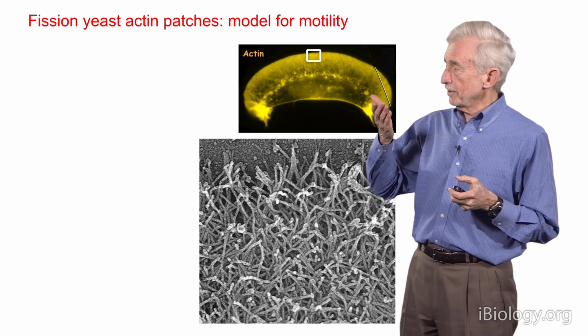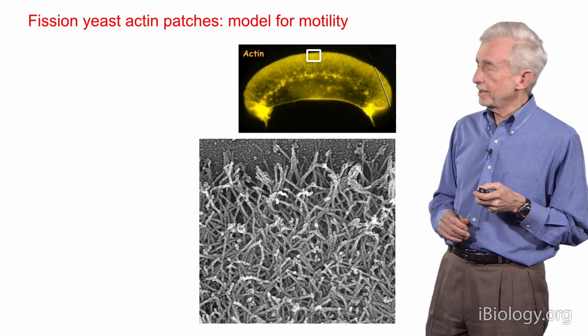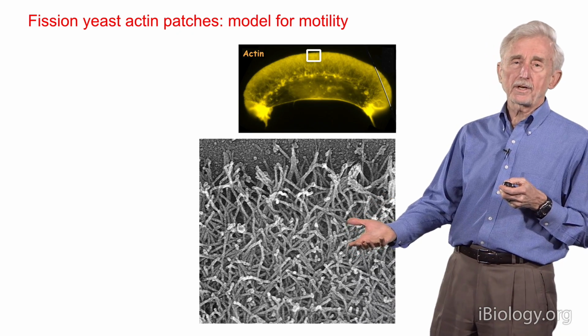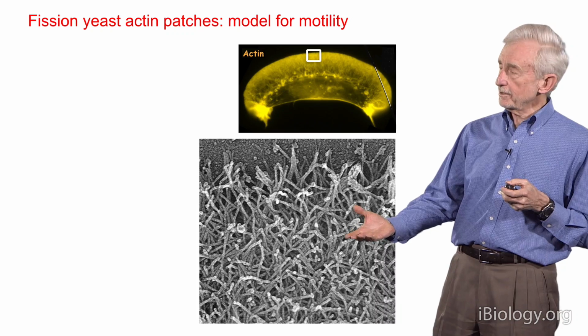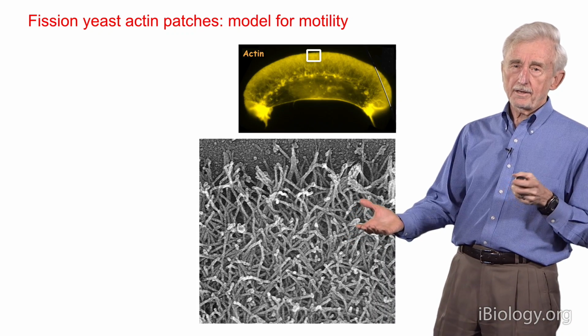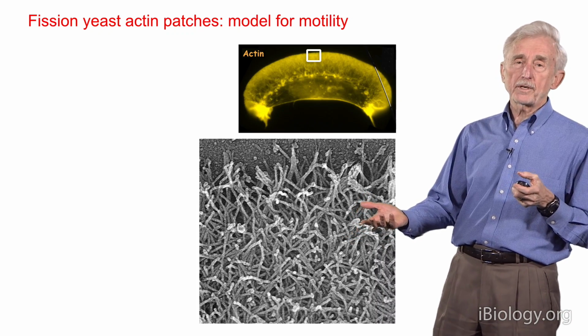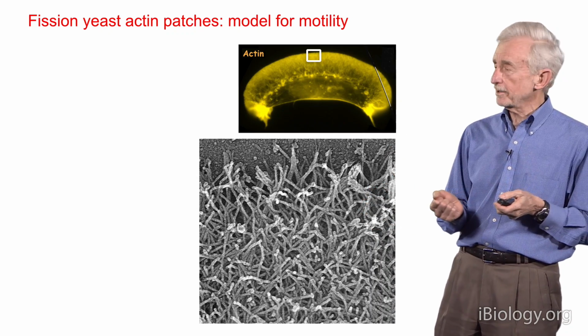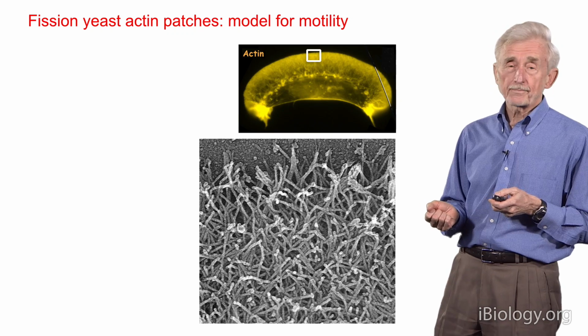At the leading edge of a motile cell, like this keratocyte at the top, the actin filaments, shown here in this micrograph, are so tightly packed, and the events are happening so rapidly that we don't have any temporal or spatial resolution. All the reactions are superimposed on top of each other in time and space.